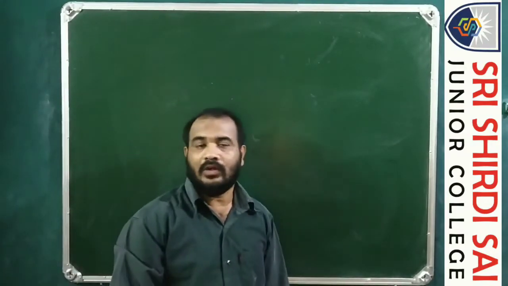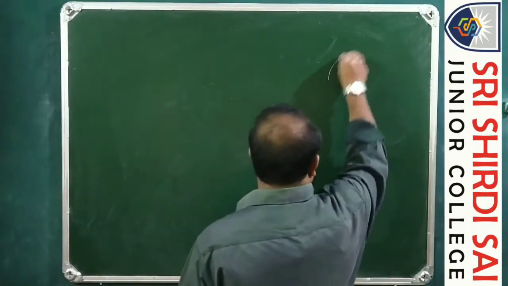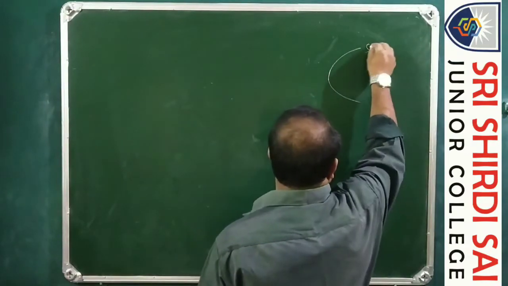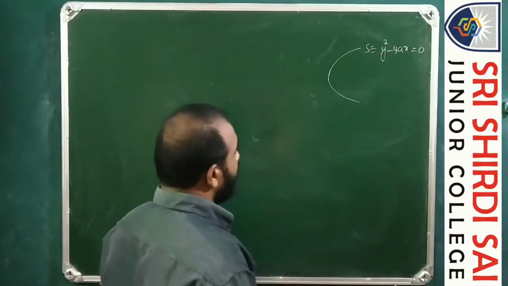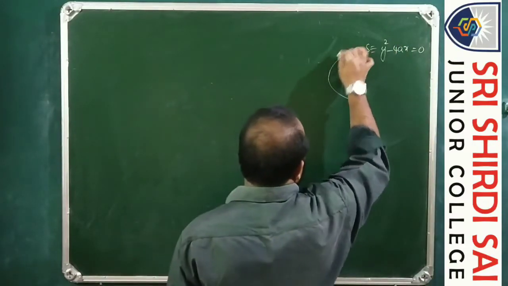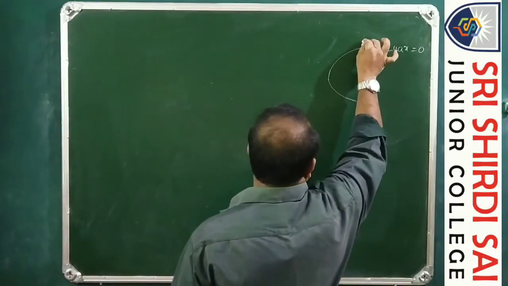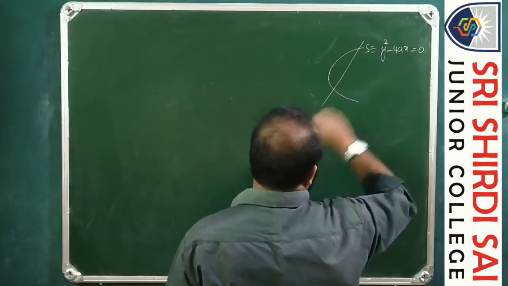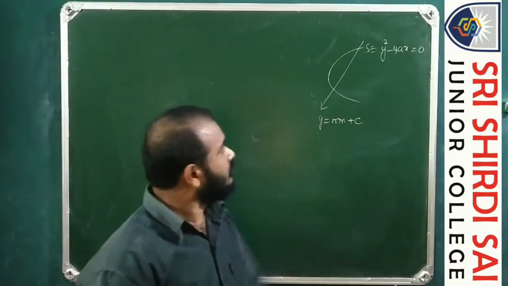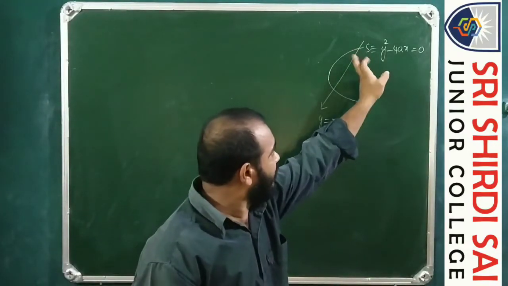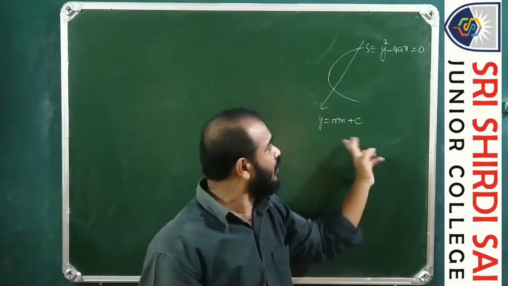Let us discuss the point of intersection of a parabola and a line. The parabola is y square minus 4ax equals 0, and the line is y equals mx plus c. The point of intersection of this line and the parabola we get through solving these two equations.